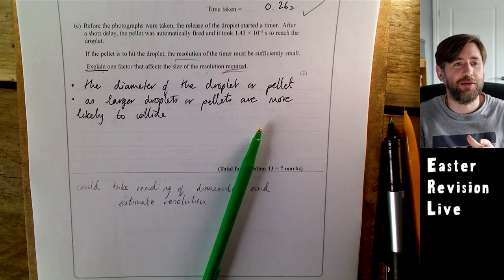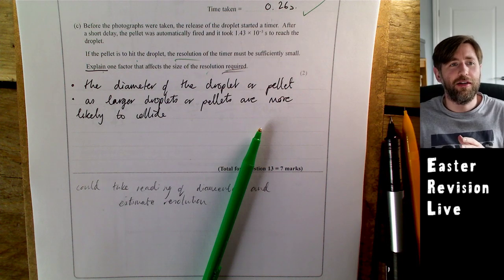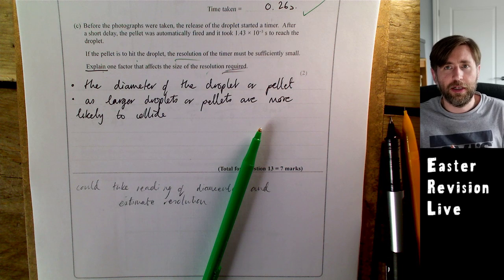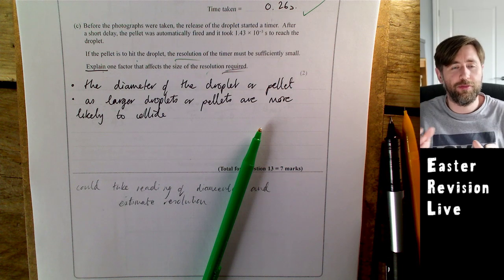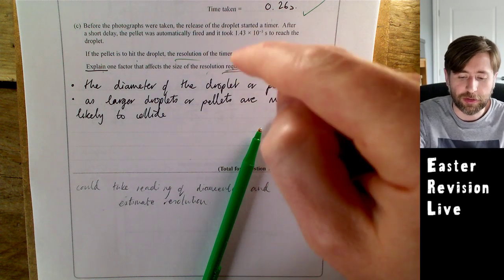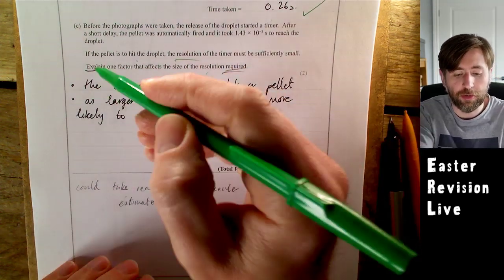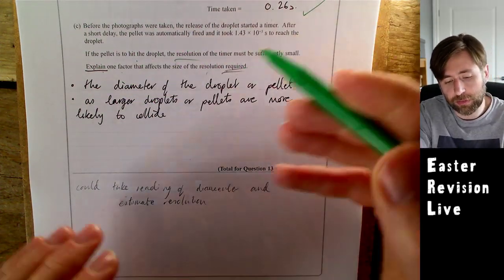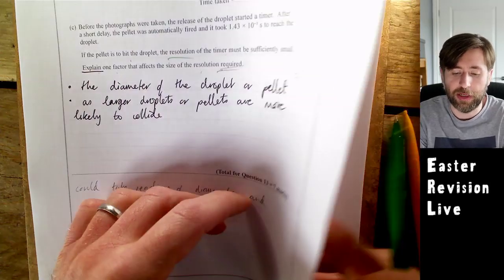I was trying to think to myself, well, what affects the scale of an electronic timer? The circuitry, something like that. No, it's what affects the resolution required. One factor that affects the resolution required is the diameter of the pellet or the droplet.